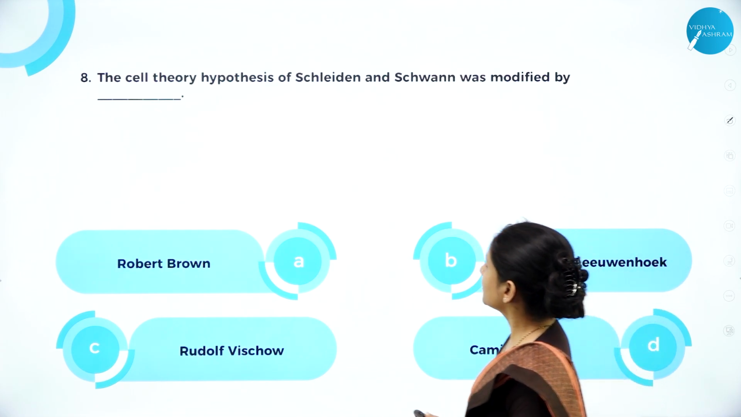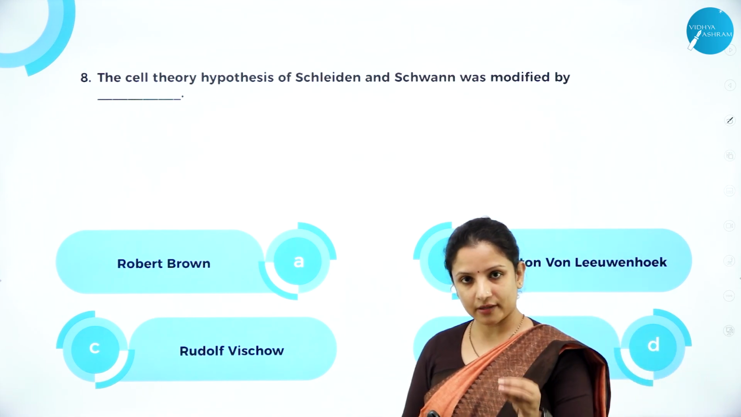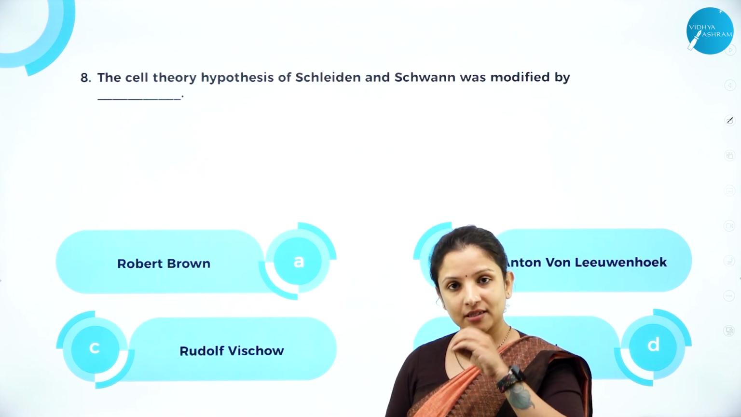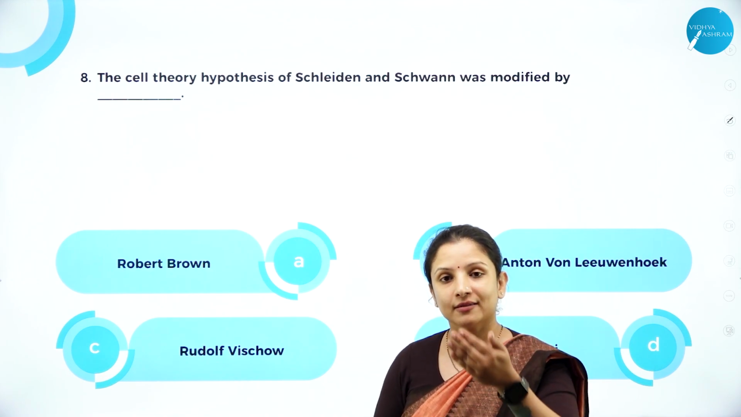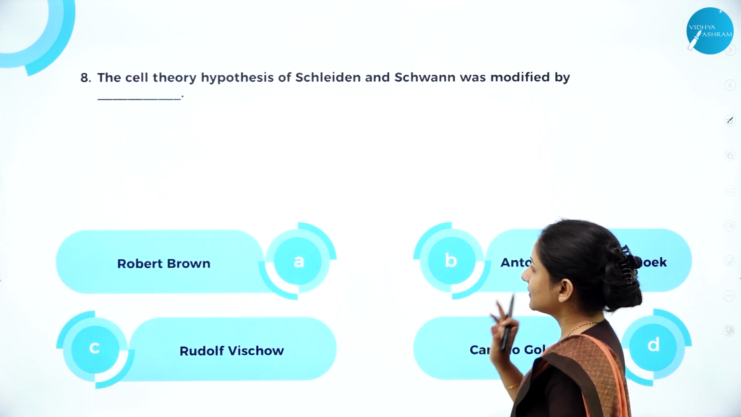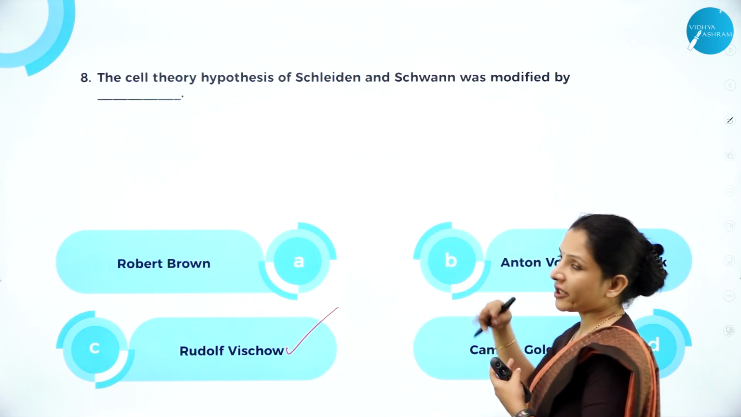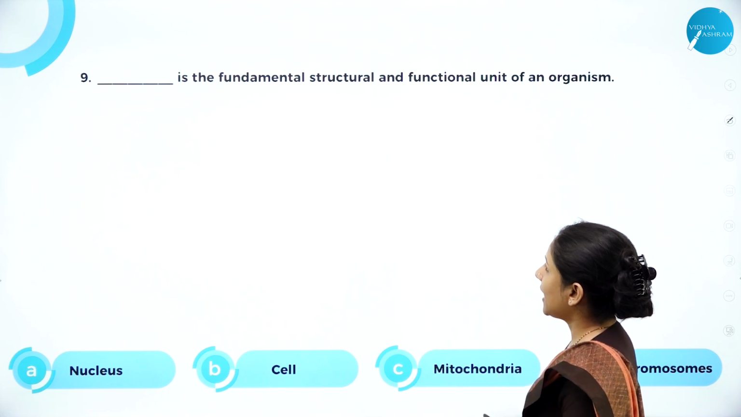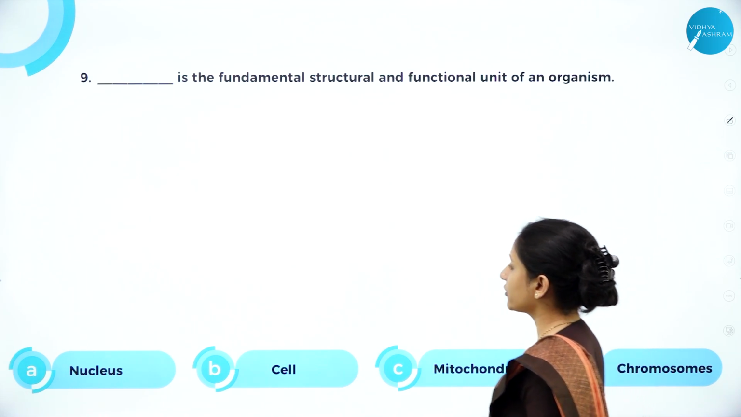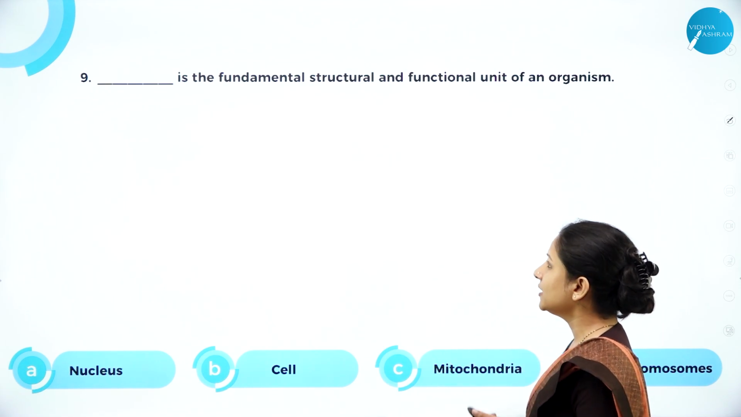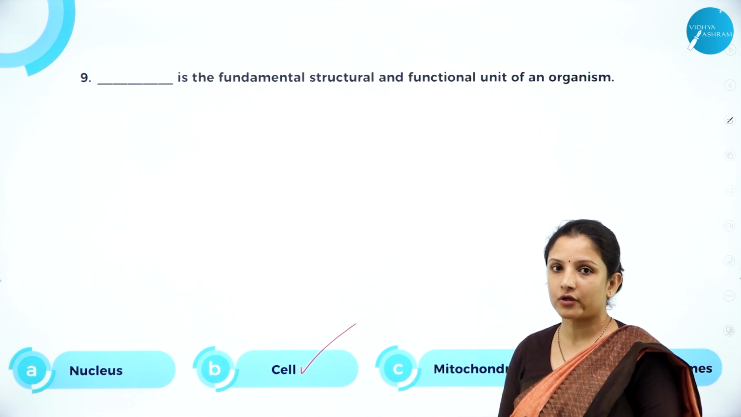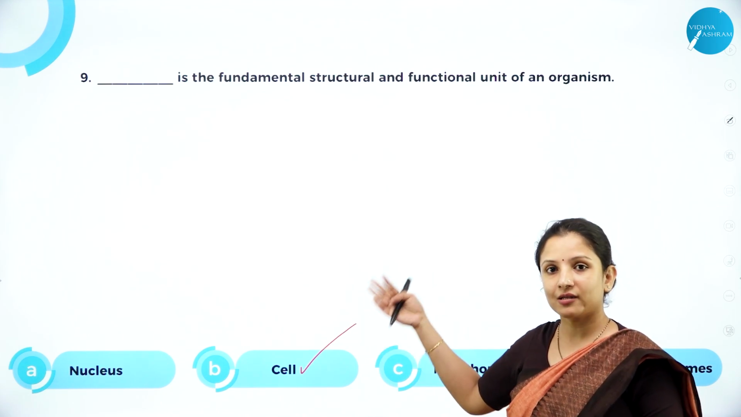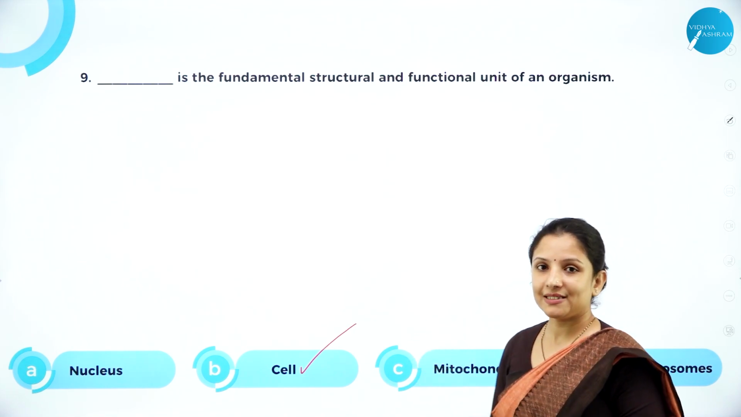Next, the cell theory hypothesis of Schleiden and Schwann was modified by. Schleiden and Schwann had put forth a cell theory, but there was a loophole, a drawback in that: they were not able to explain how new cells are formed. That credit goes to Rudolf Virchow. So Rudolf Virchow was the one who actually modified the cell theory put forward by Schleiden and Schwann. So the answer is option C here. Next, dash is the fundamental structural and functional unit of an organism. Nucleus, cell, mitochondria, chromosome. Cell is the fundamental structural and functional unit of an organism, because without a cell, no organism can exist. Option B, because the first definition in the slide itself was this. So you have to remember this. So option B, cell, is the right answer here.